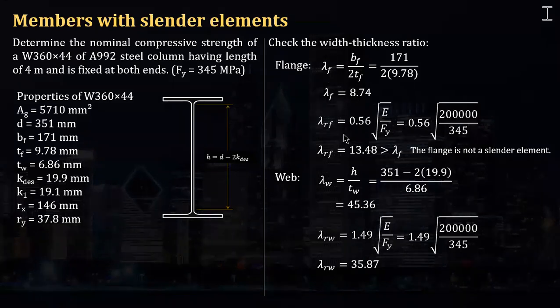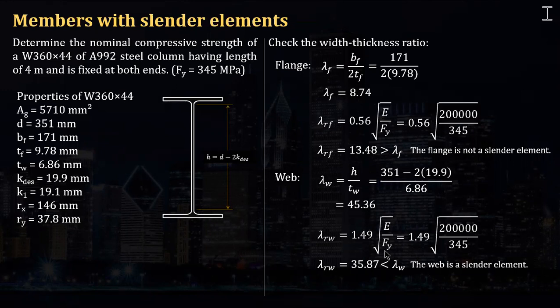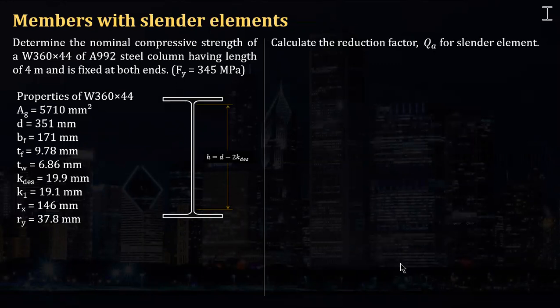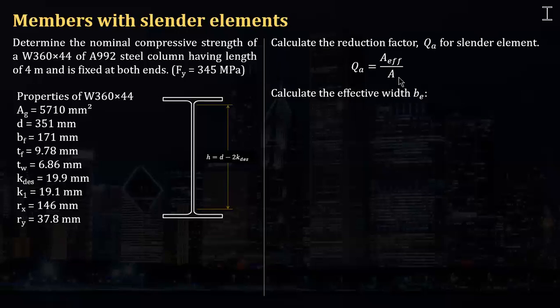And continuing this, we can say that the web is a slender element, because this exceeds this, or this value is less than this. So with a slender web, we have to calculate Q sub A. Q sub S, the reduction factor for the unstiffened element, is just 1. And Q sub A may be 1, but maybe less. Okay, so Q sub A is the effective area over the gross area.